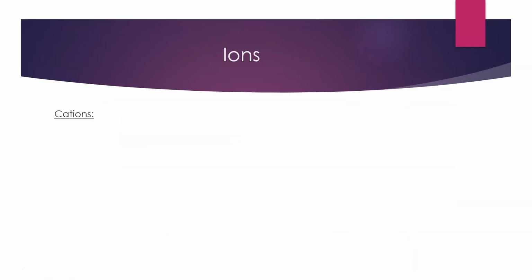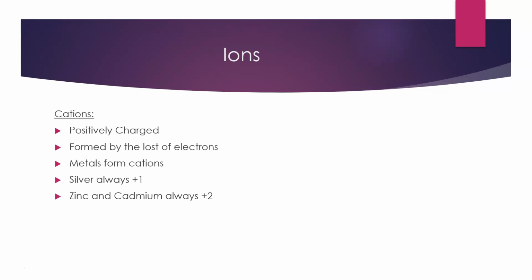So when it comes to ions, we have cations, which are positively charged. They're formed when we lose electrons, because remember, electrons have a negative charge, so when you lose a negative, it becomes positive. Metals form our cations. Silver always has a 1 plus charge, and zinc and cadmium always have a 2 plus charge. You are responsible for having those 3 transition metals memorized.